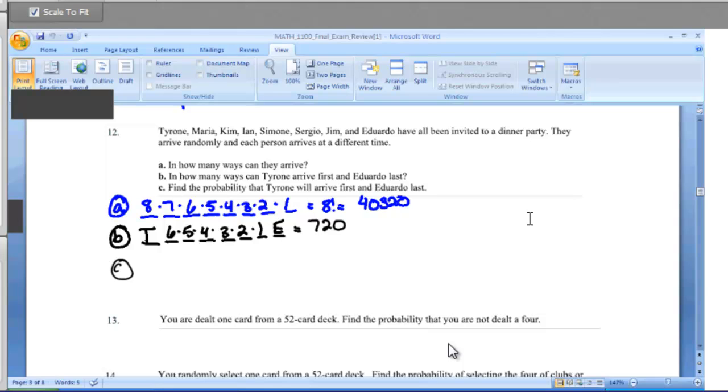And then for C, find the probability that Tyrone will arrive first and Eduardo last. So to find the probability of that, we're going to take how many ways Tyrone and Eduardo can arrive in that order. So we have 720 out of the total number of possibilities, so the 4,320, and that reduces down to 1 over 56.